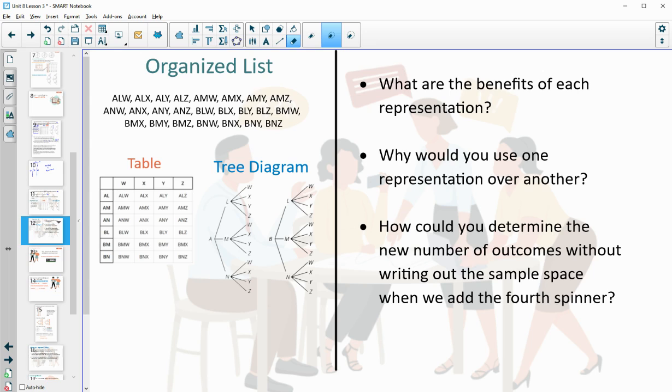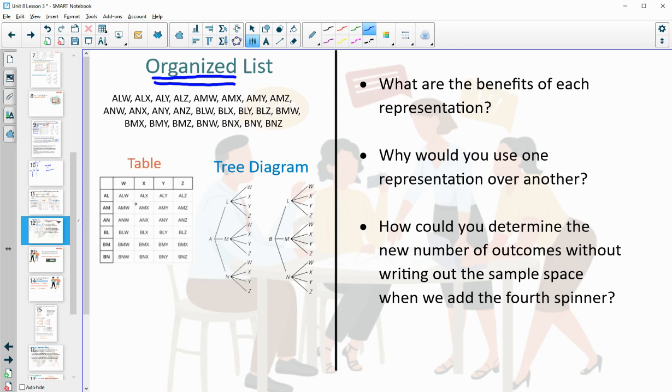So are there benefits to each representation? Certainly. So, the organized list probably takes up less space. So you're able to just list them out, but more likely that you would miss something if you're not careful about how you're doing it, if you're not actually doing a methodical, organized way of writing them all down.